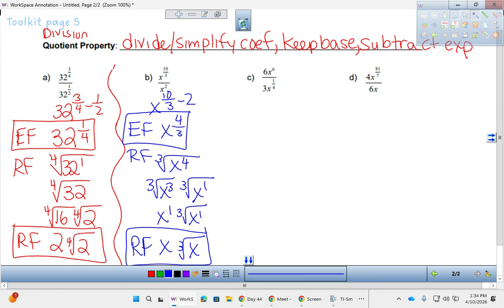We okay so far? All right, now examples C and D have coefficients. They have variables and they also have numbers in front. So we're adding in the first step: divide and simplify the coefficients. So for example C, that's 6 divided by 3. That's 2. Keep the base. Subtract the exponents. 6 minus 1/4. If you type that into your calculator, 6 minus 1/4, you get 23/4.